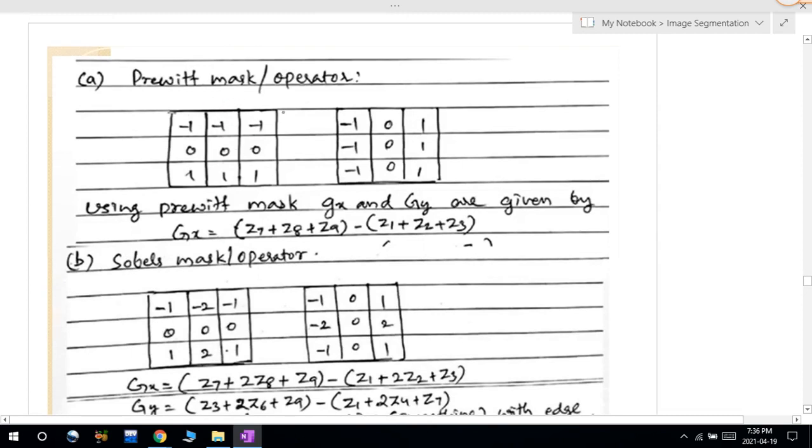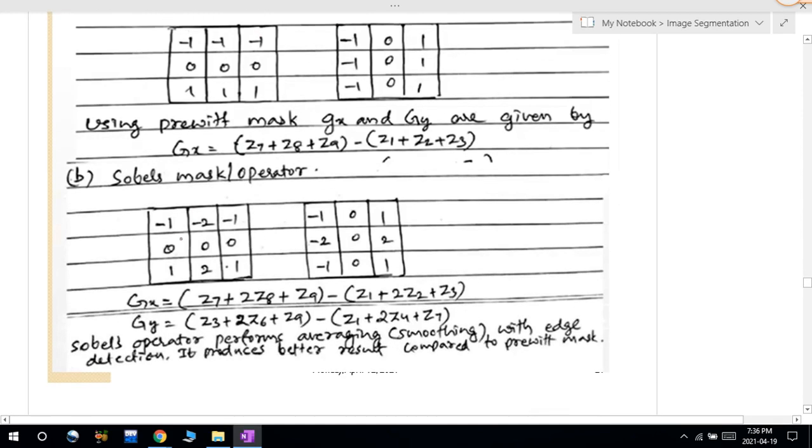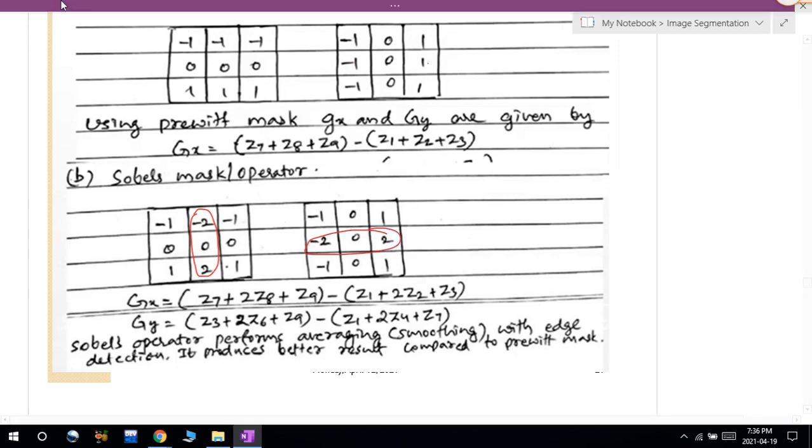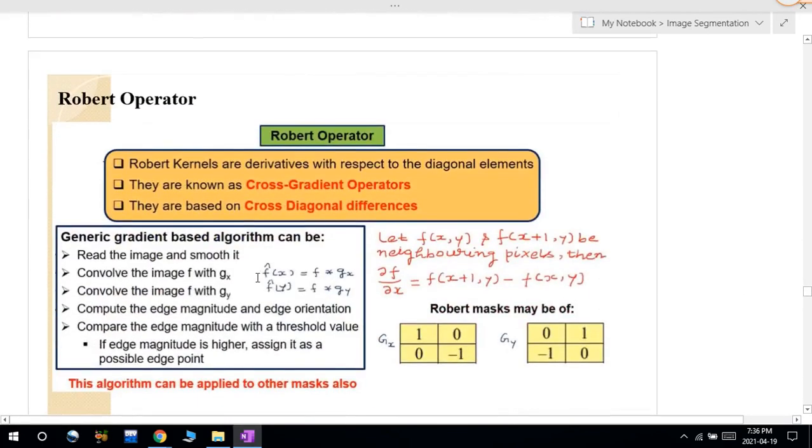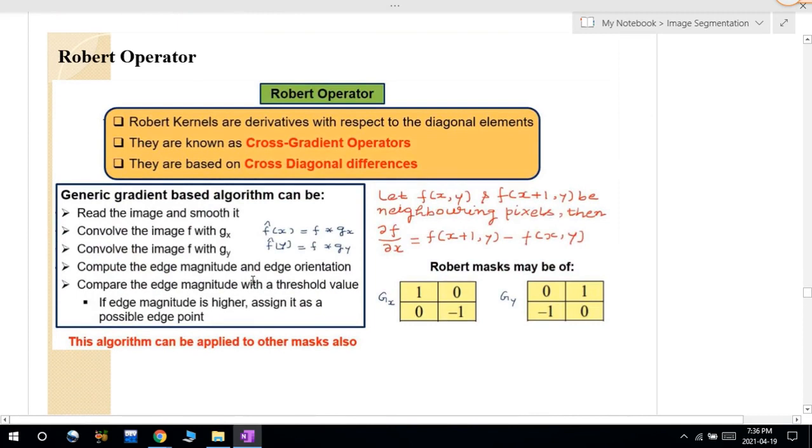This is your Prewitt mask operator, in which we have -1 0 plus 1, -1 0 plus 1, -1 0 plus 1. In case of the Sobel operator, it is the same, but in the center we have -2 0 2. So this is your Sobel operator and Prewitt operator. And the last operator in first order derivative is the Roberts operator. This operator mainly takes derivatives with respect to the diagonal elements.